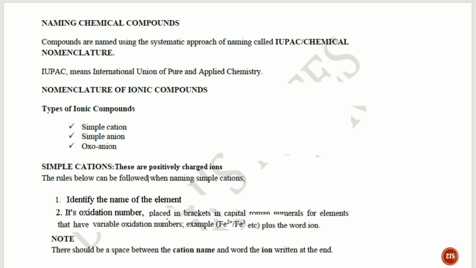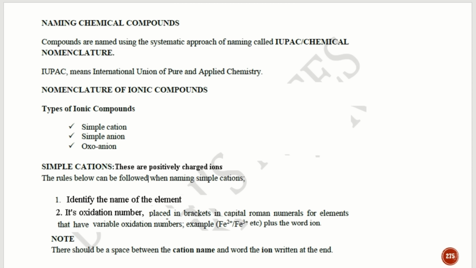There are rules in naming simple cations. We said, first of all, identify the element. So when it is written in its chemical symbol, you identify the element. So if I have Na, you should be able to tell what the Na stands for. When you are done identifying the element, you should be able to tell the oxidation state of the element. These oxidation states must be written in.